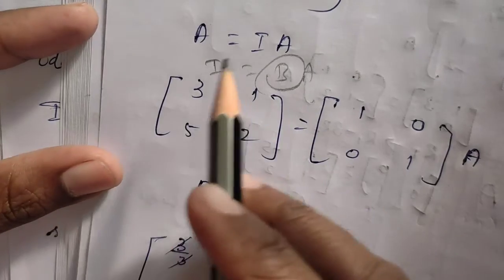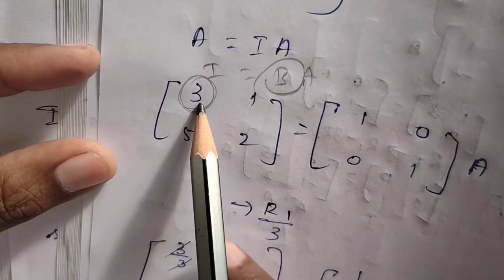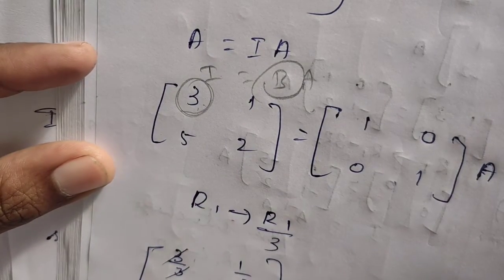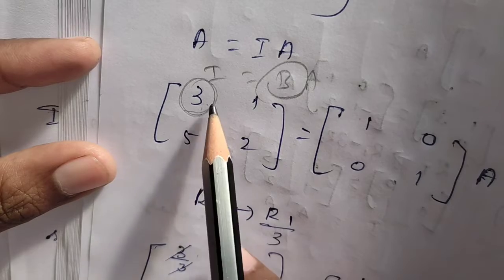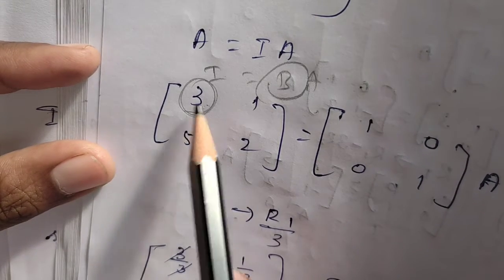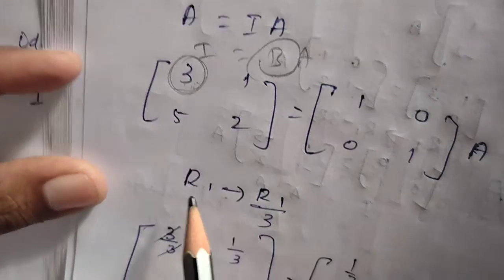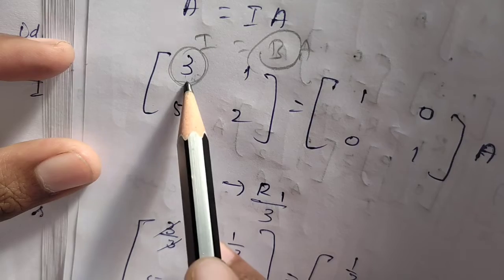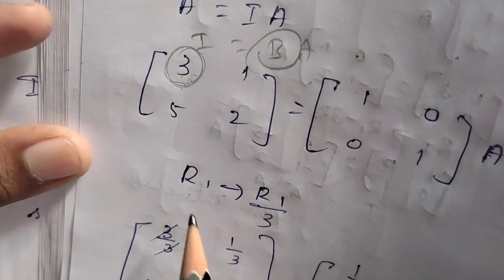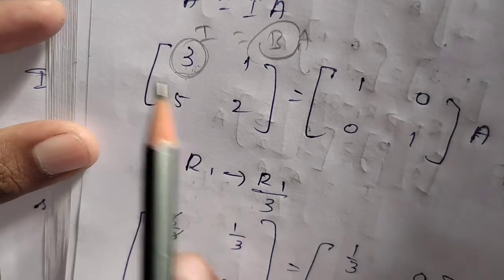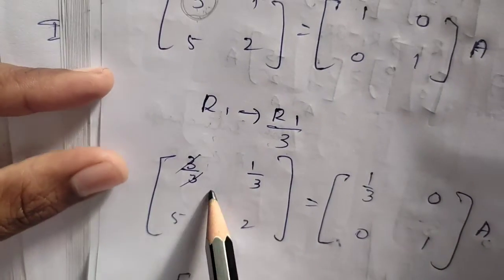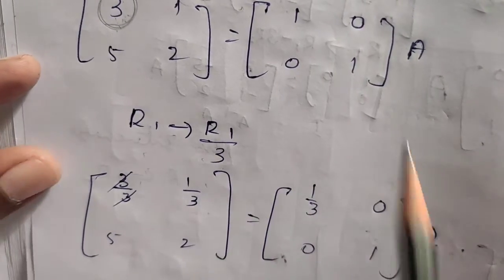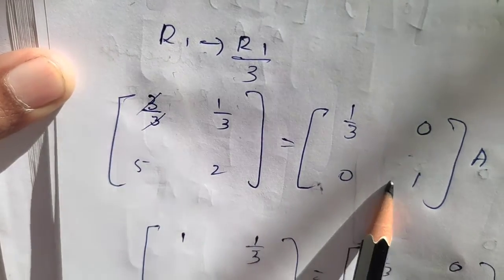What is our first step is? We should bring this element as 1 without any help of other rows. If we do it, it will be very convenient. So I am dividing this element by 3. R1 tends to, so let us divide 3 by 3 itself, so that we'll get 1. So R1 tends to R1 by 3. So it is changed as 3 by 3, 1 by 3. Same thing followed in the RHS side. 1 by 3, 0. Row 2 are kept as it is.